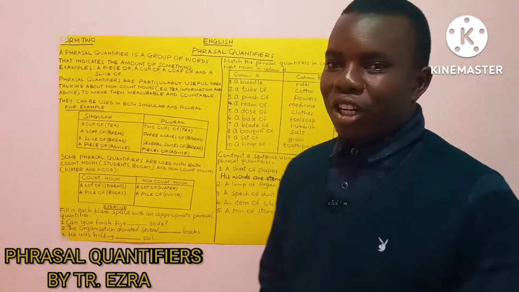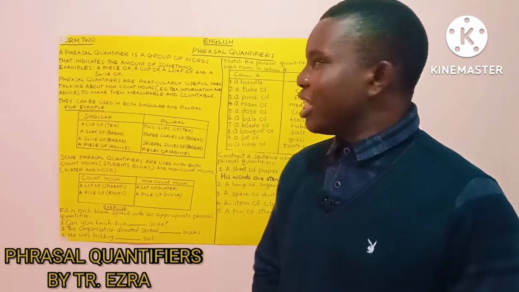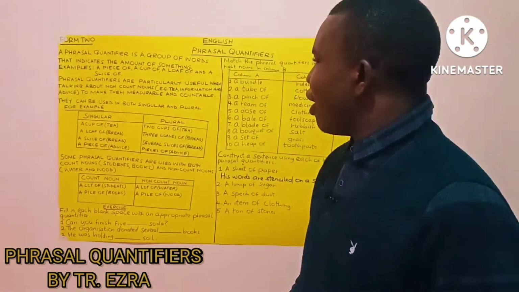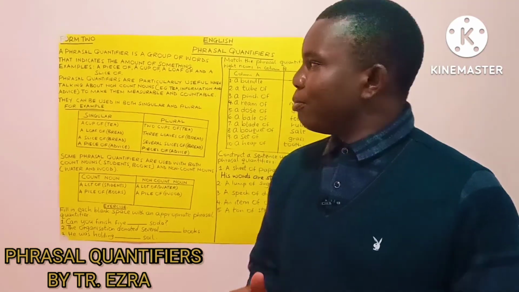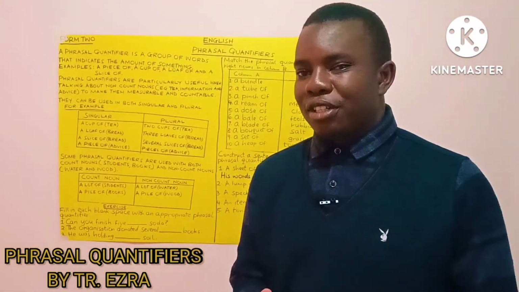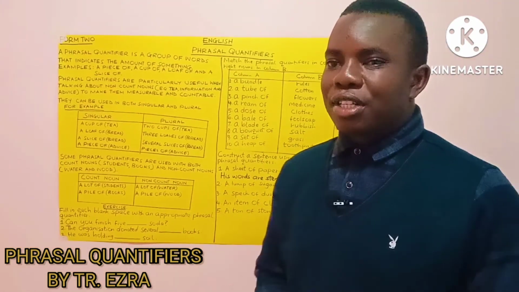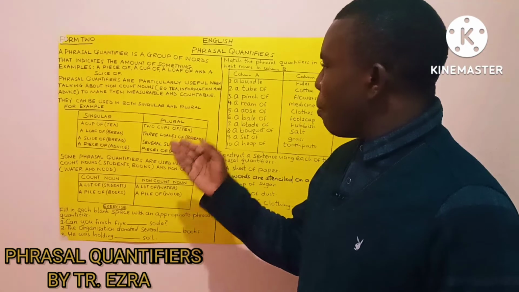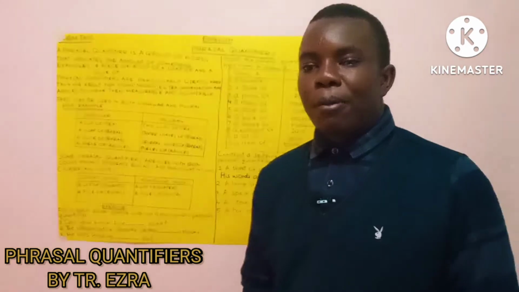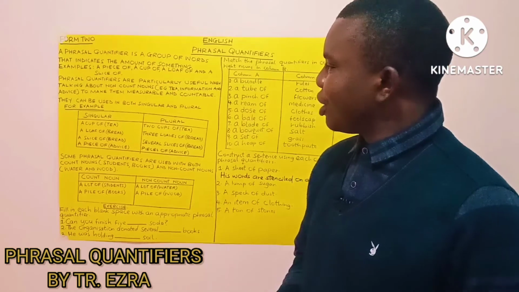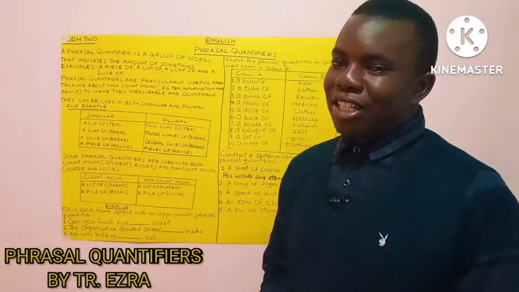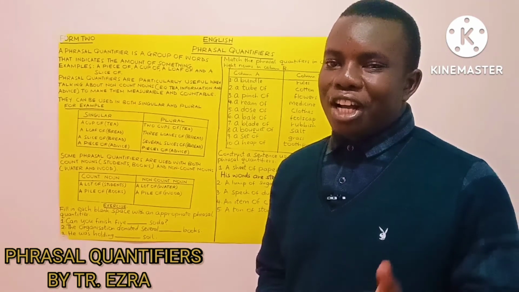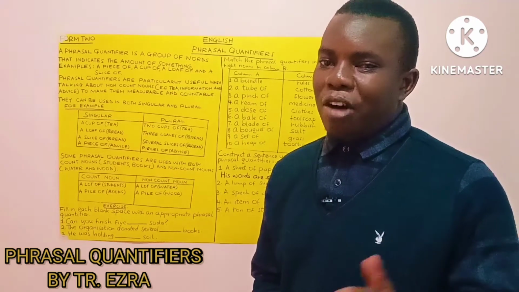In our edition of The Grammar Check today, we are considering phrasal quantifiers. A phrasal quantifier is a group of words that indicates the amount of something. Examples of quantifiers are a piece of, a cup of, a loaf of, and a slice of. Phrasal quantifiers are particularly useful when talking about non-count nouns.